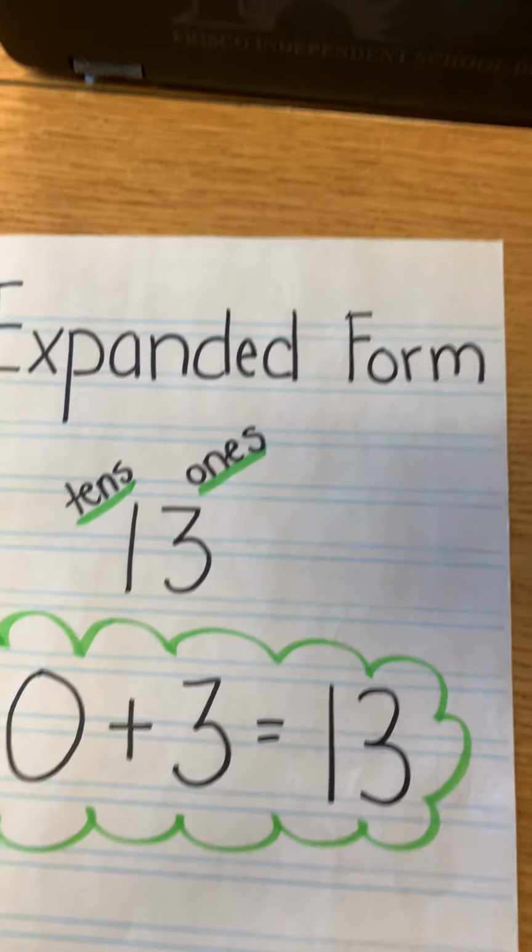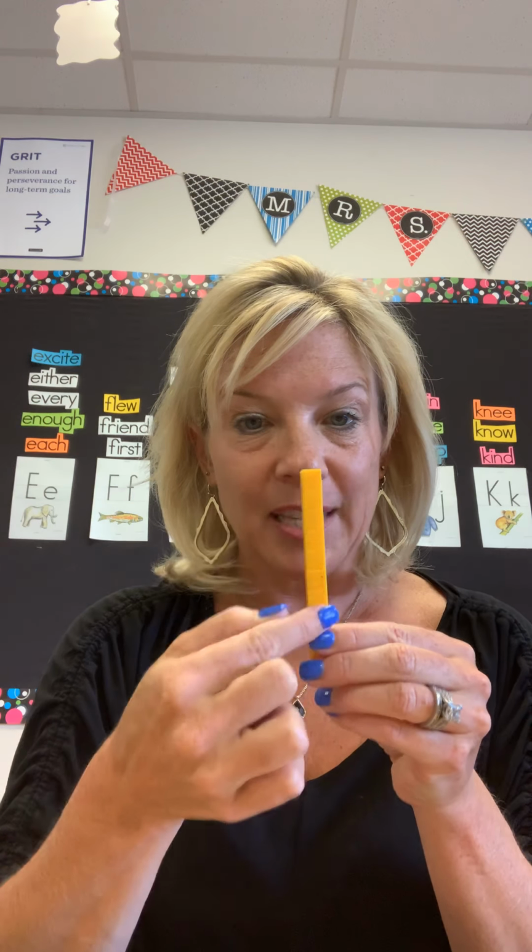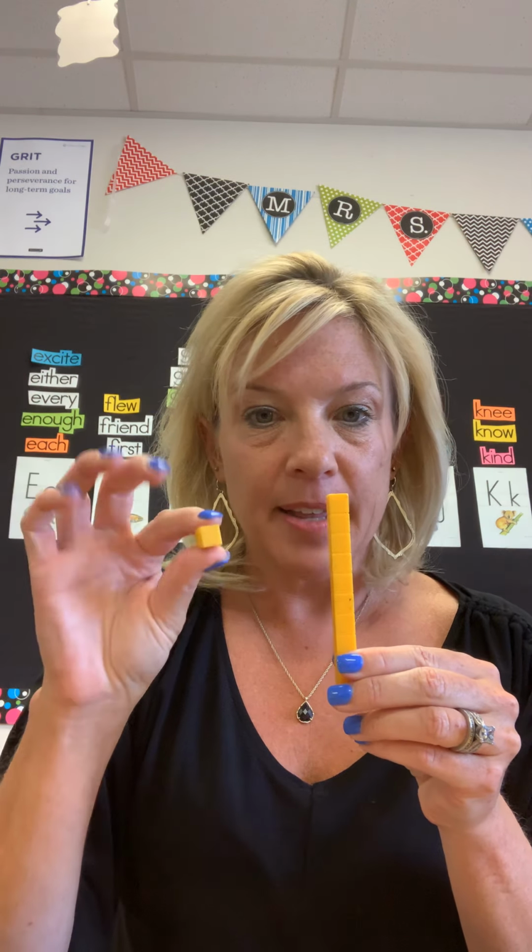Okay, so again, we have 4 forms that we just talked about. Standard, where you just write the number like you normally would. We have word form, where you write it in words. We have pictorial form, where you actually can draw the picture. And remember, you can use just lines for your 10, and your little small squares or dots for your ones.